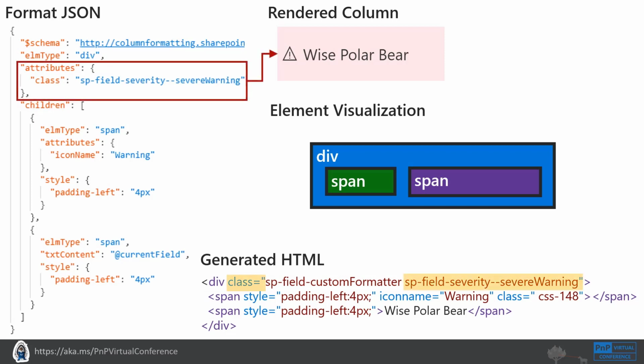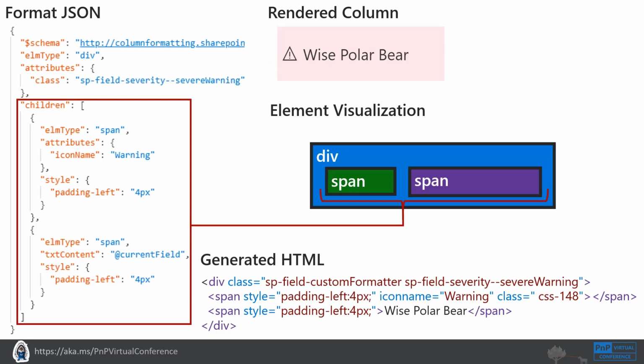Then we want to make that big box have a class of sp-field-severity-severe warning, which really just means that nice pink shade right there. There's a whole set of these classes, which give you those standard colors and standard pieces that SharePoint Online is using across the board. So now we've got a big box with a pink background. Now we want to add some sub-elements, so we put those inside our children.